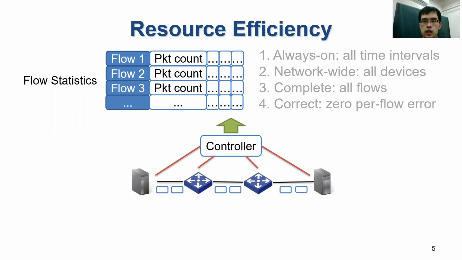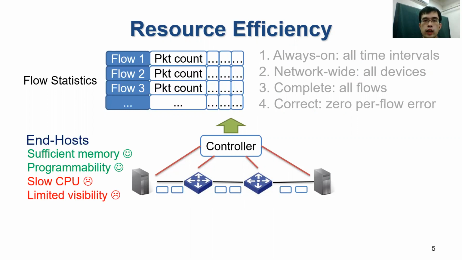For resource efficiency, we observe that each type of entities in the network have its unique resource limitations, and we need to avoid resource overload in all of them. For end hosts, they have sufficient memory and their CPUs provide great flexibility to realize arbitrary processing logics. However, we need to control the complexity because the CPU is a bit slow when processing the high-speed network traffic. In addition, end hosts have limited visibility. They have no information about the network internals.